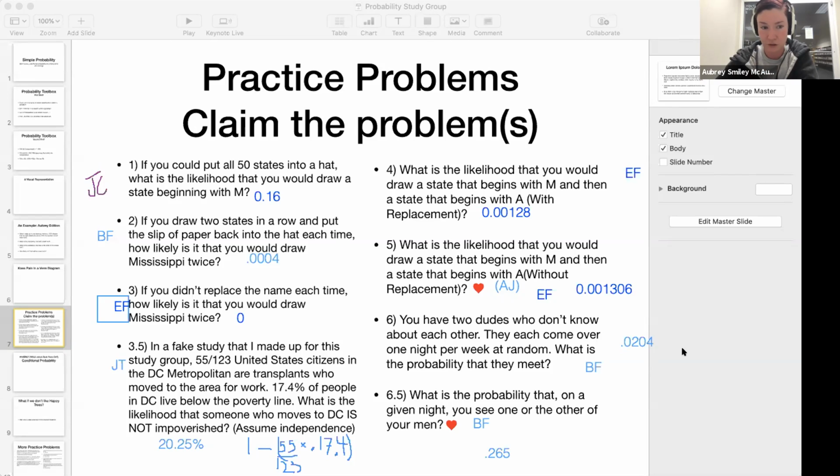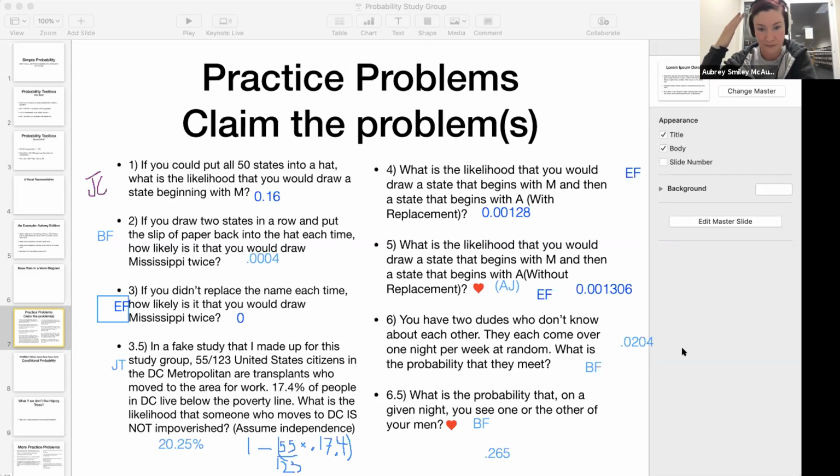All right. Juliet, how did you arrive at 0.16? So 8 states have M and then 8 divided by 50. All right, clean and simple. Brendan, would you tell us how we would draw Mississippi twice at 0.0004 likelihood? Yeah, so Mississippi is 1 out of the 50 states. So you have a 0.02 chance of drawing Mississippi. And so in order to draw it twice in a row, you'd multiply that by itself. Fantastic.